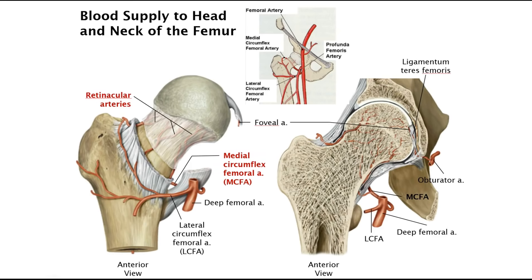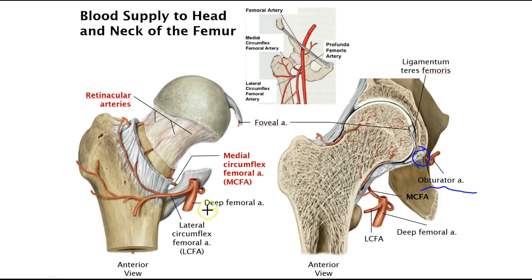The blood supply for the hip comes from several sources. We already saw the foveal artery contained within the ligamentum teres femoris serving the proximal femoral head. This vessel originates from the obturator artery. Now we'll take a closer look at other vessels, including the lateral circumflex and medial circumflex femoral arteries.